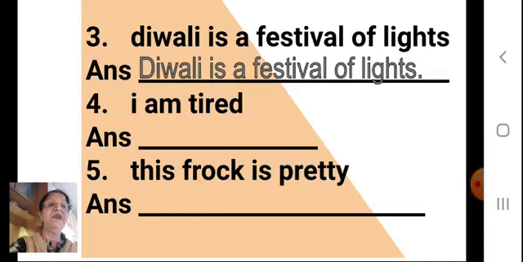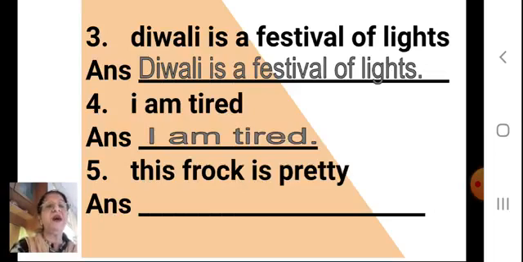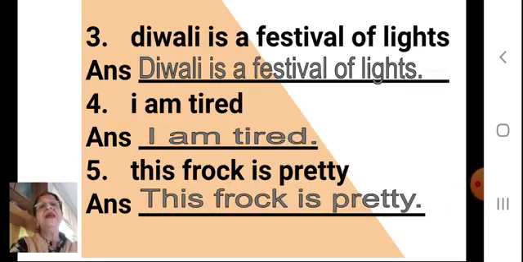After that, I am tired. Here again, I will be in capital letter and after tired, we put a full stop. So now it is correct. I am tired. Number 5. This frock is pretty. Again, we have started with a capital letter, that is T. So this frock is pretty and we have ended with what? We have ended with a full stop. So children, do this also. Done.